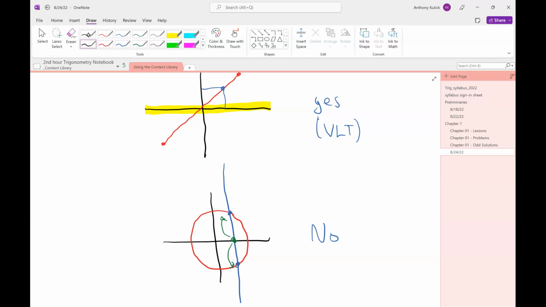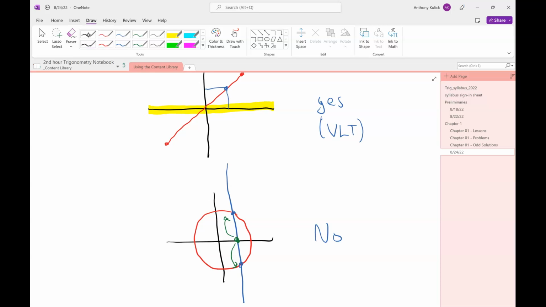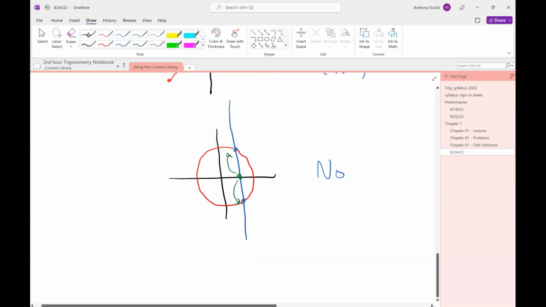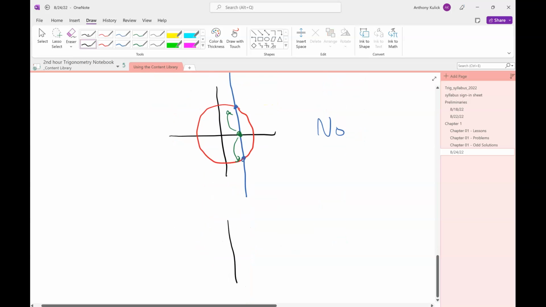So the vertical line test is easy to apply, right? Once we have the graph. What's the trickiest thing you, Mr. Kulik, could possibly do in a situation like this? Well, he could be really sneaky, and he could do something like this. That's our graph in red, excuse me. Is this a function?